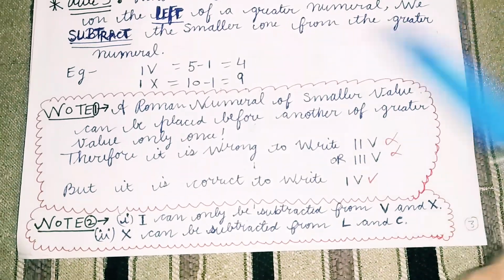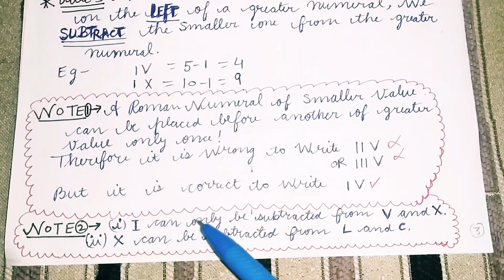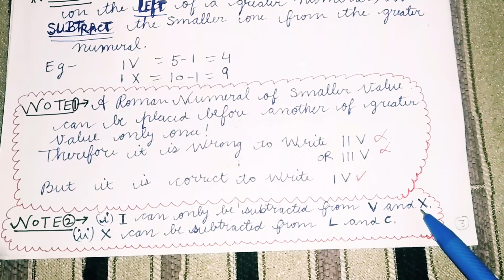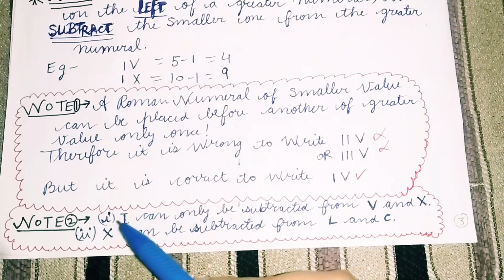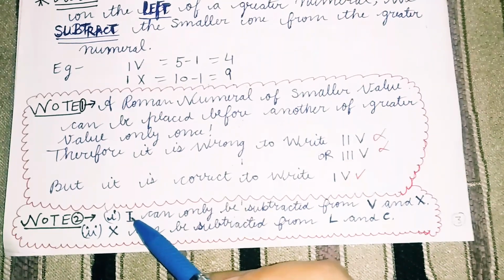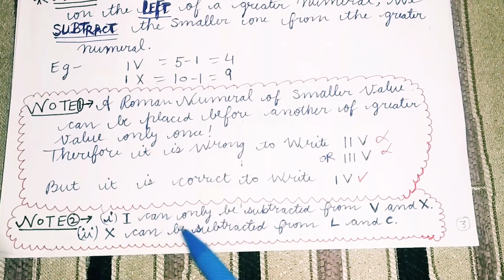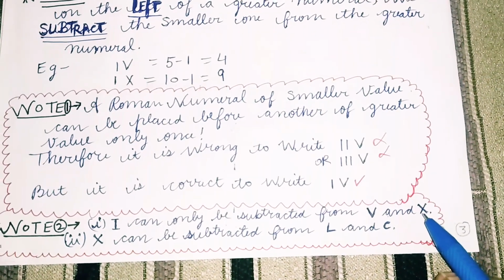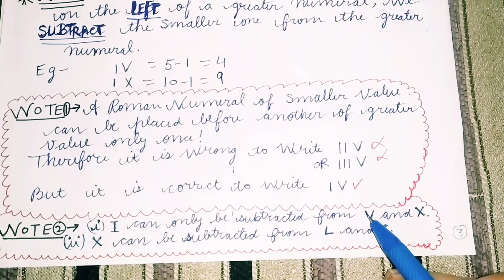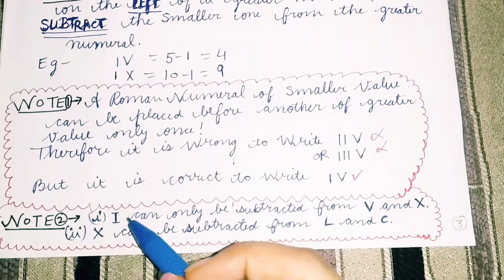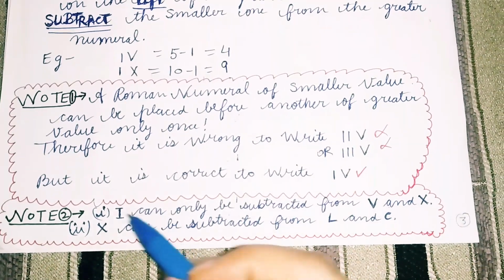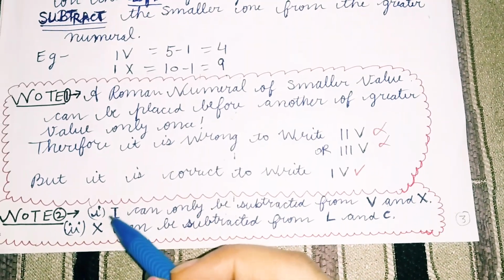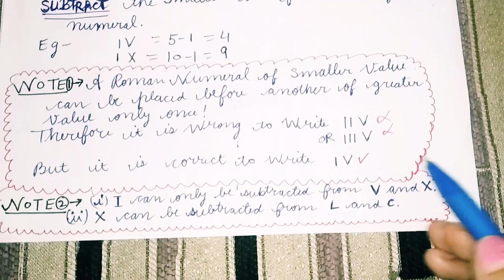Okay. Second note says, I can only be subtracted from V and X. You can subtract symbol I, that is value of symbol I is 1, from these two symbols only, that is the value of X is 10, value of V is 5, but not from any other symbol. Apart from these two symbols, you cannot subtract I from any other Roman numerals.